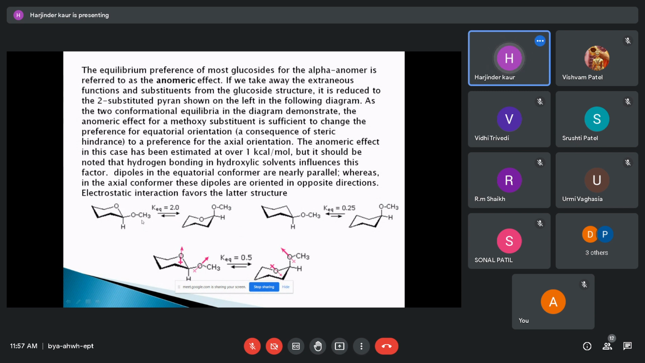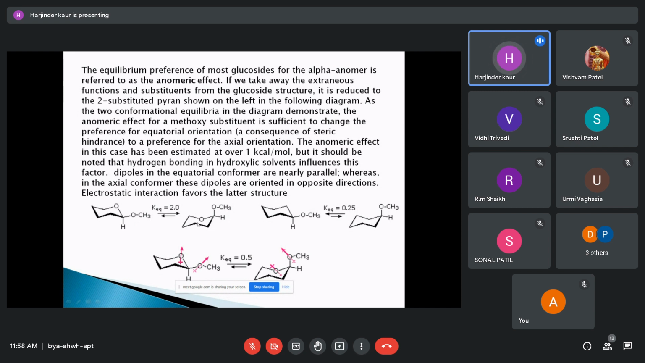But if I convert this first carbon OH into O methyl, then this ring becomes locked. And then if it gets locked, two possibilities will be there. Now it cannot open up. Either this O methyl is in equatorial position or it is in axial position. Now, which of these two will be preferred?